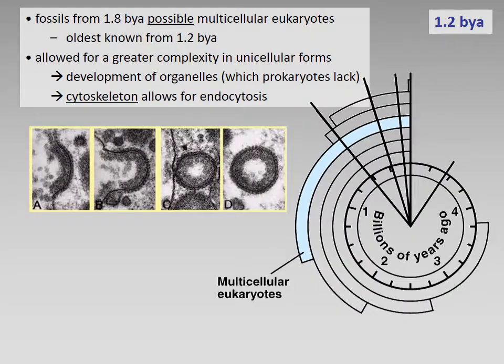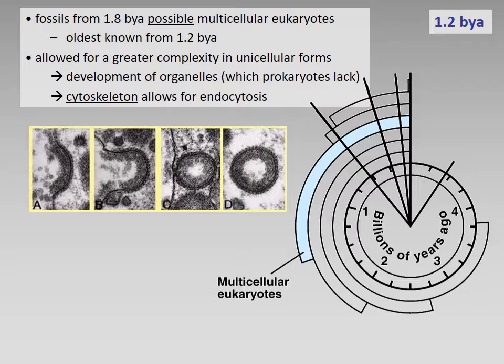So in addition to this endosymbiosis thing that I'm going to talk about in just a second, I want to talk about some of the other things that were going on during this time. As we're moving through about 1.8 to 1.2 billion years ago, we start to see multicellular eukaryotes. It's hard to find fossils of organisms without hard bony parts, so the fossil record is unclear here, but the oldest known multicellular eukaryote we have is from about 1.2 billion years ago.